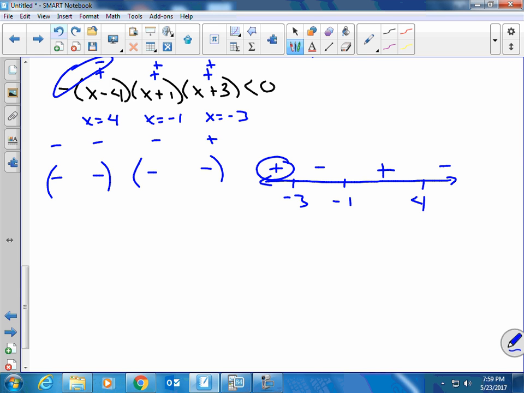It's a positive. What's my answer? Everywhere that it's negative. So between a negative 3 and a negative 1, and from 4 to infinity. And we're going to put those sets together. Why is it negative? Because the product needs to be less than 0, and less than 0 is negative. Whew. All right, we got to do a rational function.